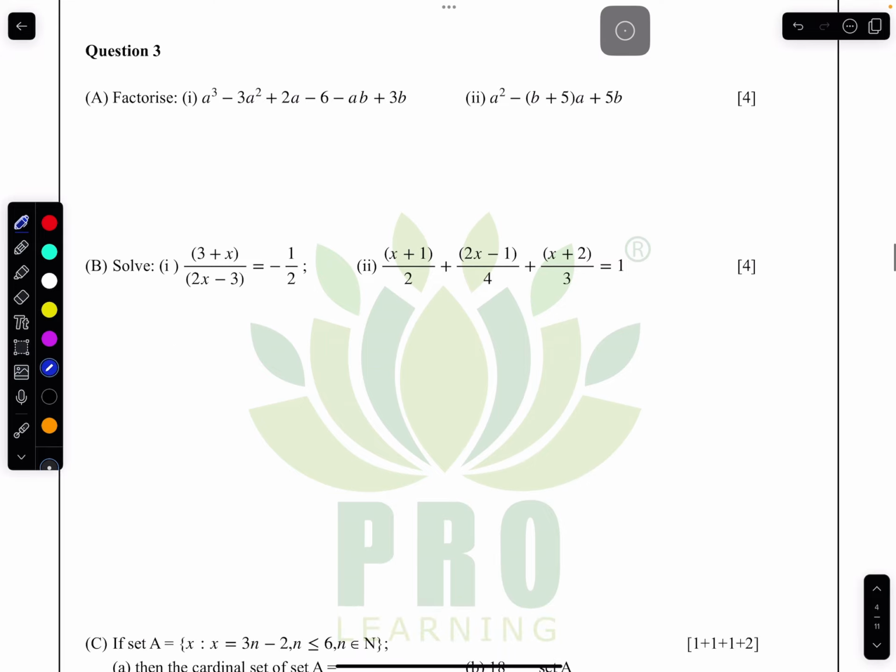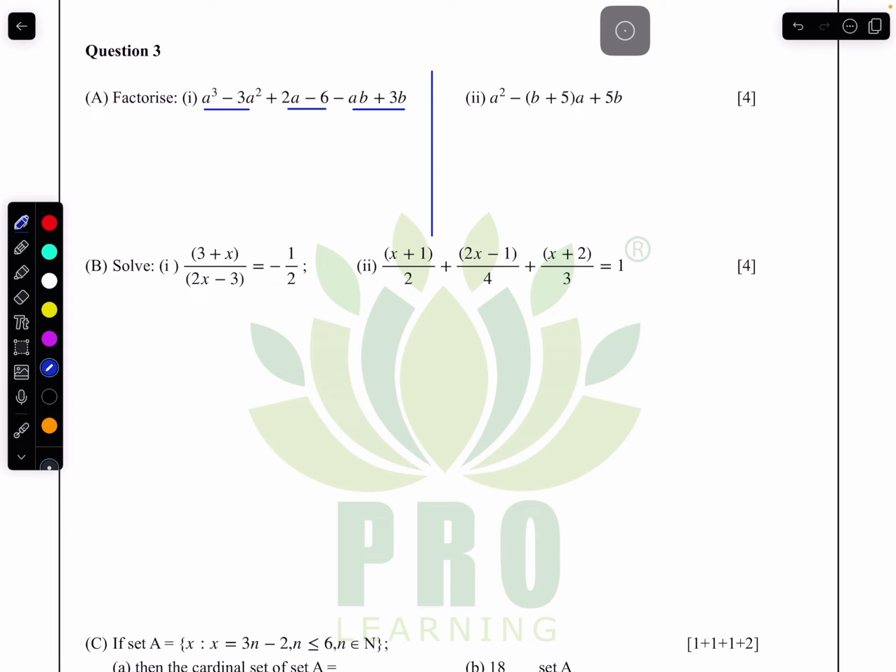We continue further. Question number 3 says factorize. So we will make 2 places here. Here, if you look at them, 1, 2, 3, 4, 5, 6. There are 6 terms. So here we can make groups of 3, 3, or we can go with groups of 2, 2. So let's try with groups of 2, 2. Looking at this particular pair, we will get a minus 3. So our hope is that we get a minus 3. So we will look at this and this as well.